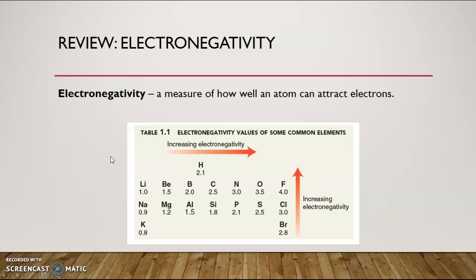Let's start with a review of electronegativity. That's a measure of how well an atom can attract electrons. Again, we know that electronegativity is highest for fluorine. So this is going to come into play when we talk about molecular polarity, and then we'll come back to it when we look at molecular polarity and how it affects intermolecular forces.